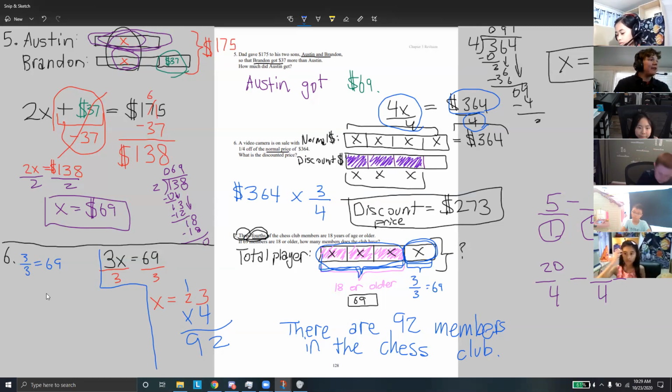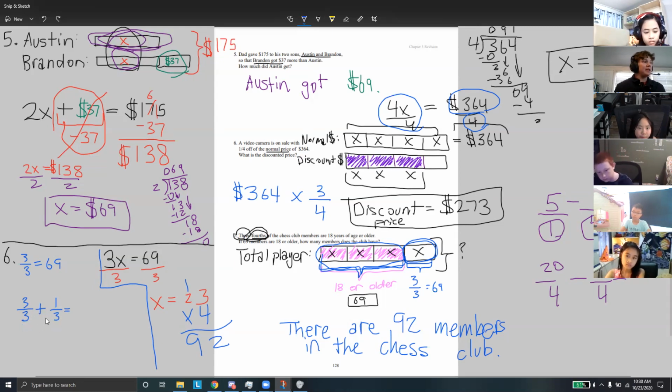And so, if I want to know how many is in 3 out of 3 boxes plus 1 out of 3 boxes, what would my new fraction be? 3 out of 3 boxes plus 1 out of 3 boxes. 4 out of 3. Yes, correct. When we're adding fractions, as long as they have the same common denominator, they're both out of 3, then we just add them, right? We add the top, 3 plus 1 is 4, and then the bottom stays the same. 3, yeah, because it's common.